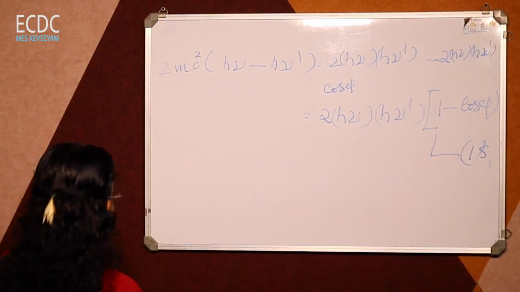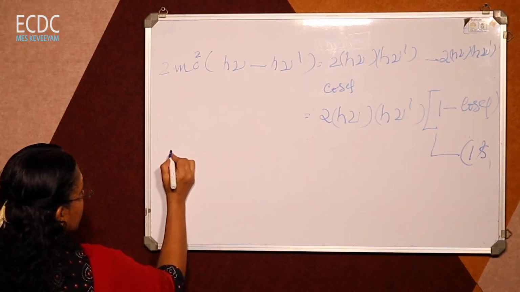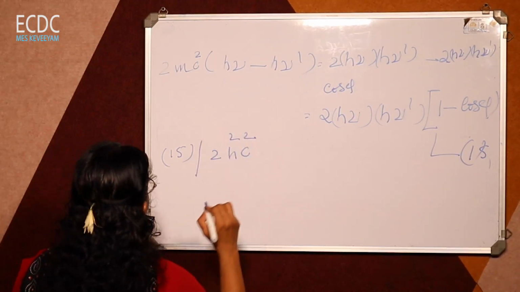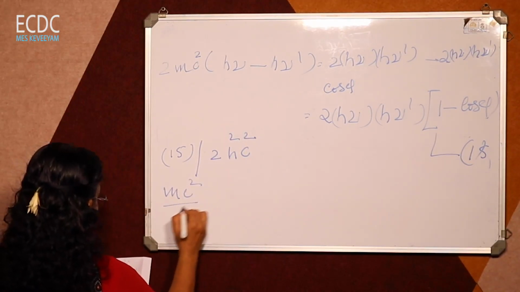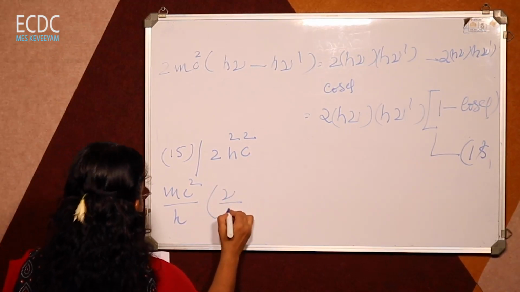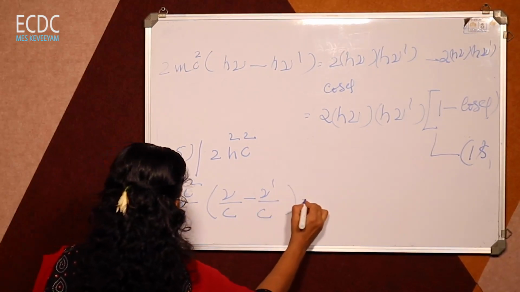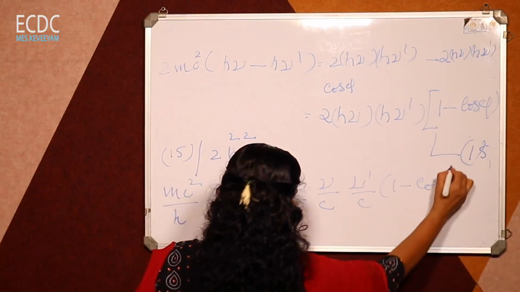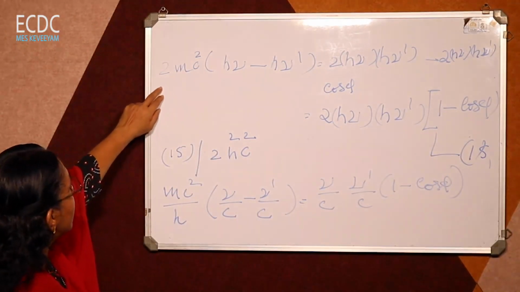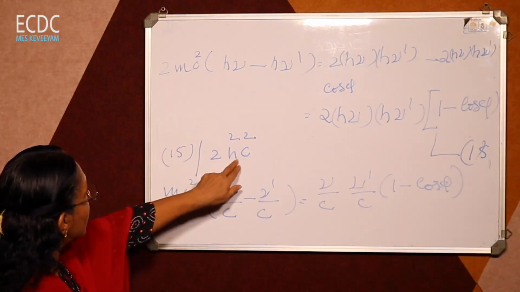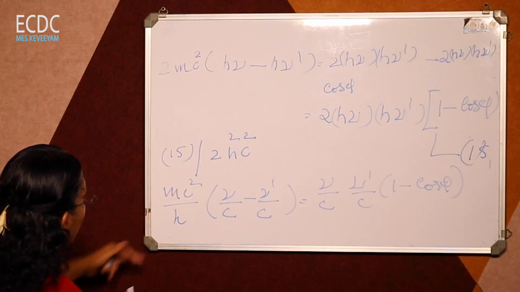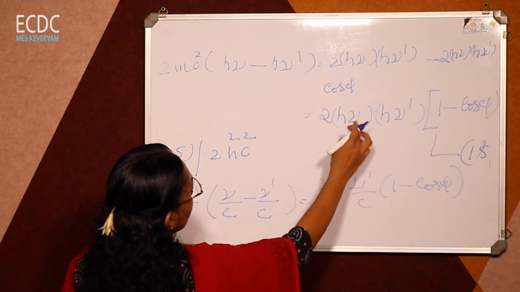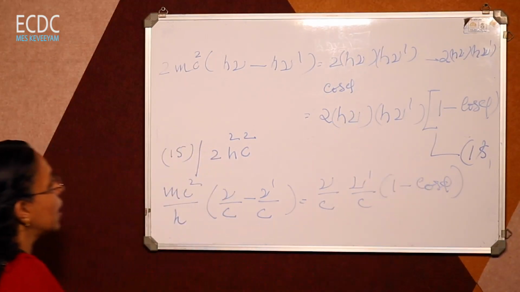Then dividing equation 15 by 2h squared c squared, we can write this equation as mc squared by h into (ν by c minus ν′ by c) equal to ν by c, ν′ by c into (1 minus cos φ). Dividing equation 15 by 2h squared c squared, you will get mc squared by h (ν by c minus ν′ by c) equal to, again, ν by c cancelled, so ν′ by c into (1 minus cos φ).